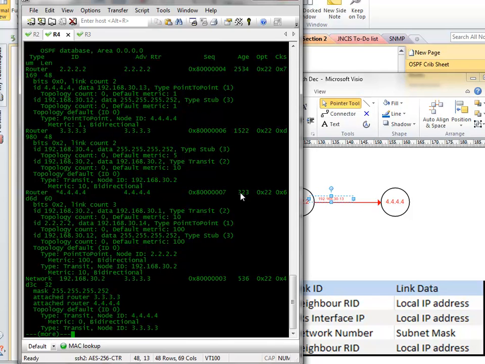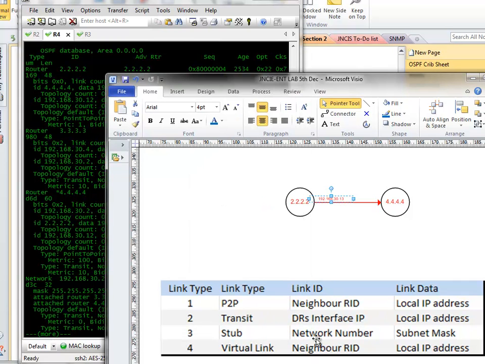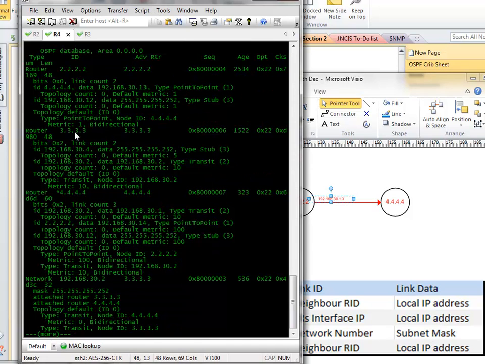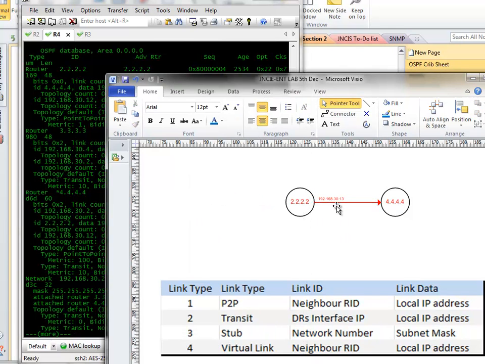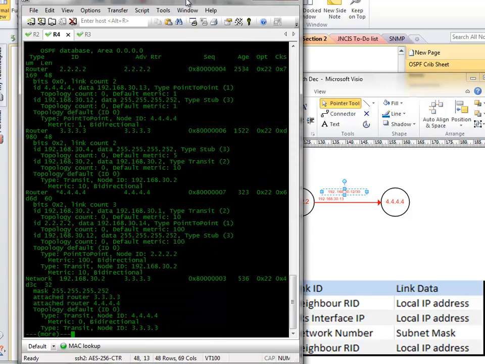So, what does a stub describe? What do the data fields describe? Where it says the first bit is a network number, the next bit is a subnet mask. Network number, subnet mask. Okay, so we know we are connected to 192.168.30.12, and it was a /30. Okay, this is the information according to 2.2.2.2. And there we go, we're finished.